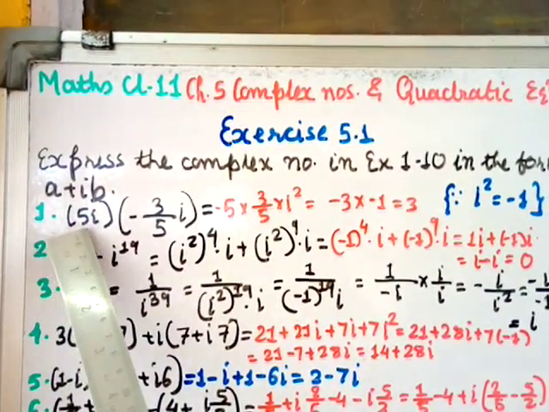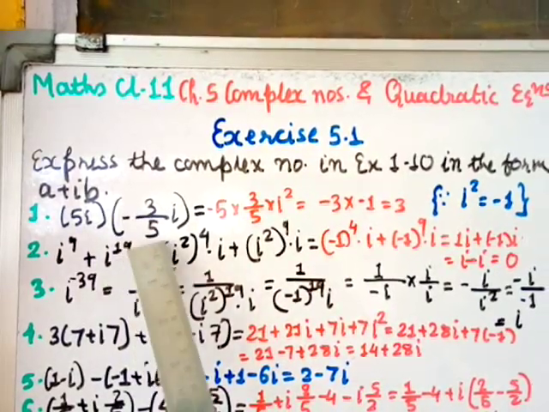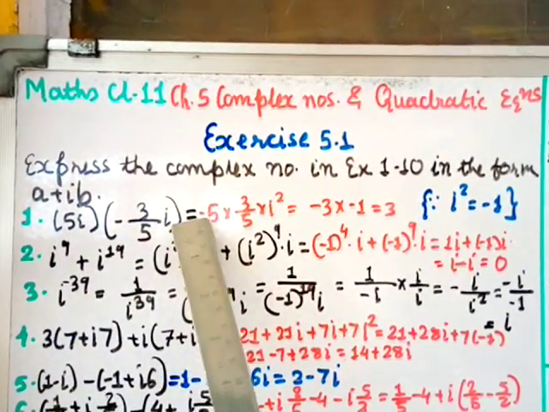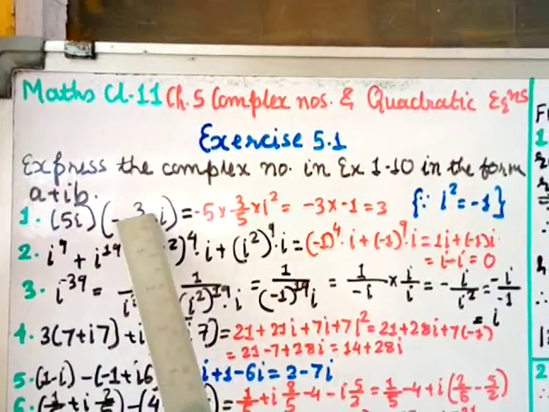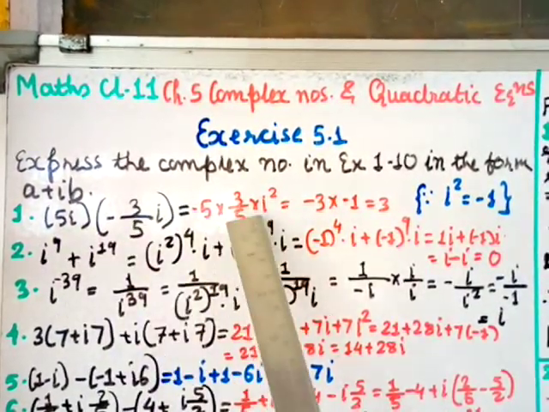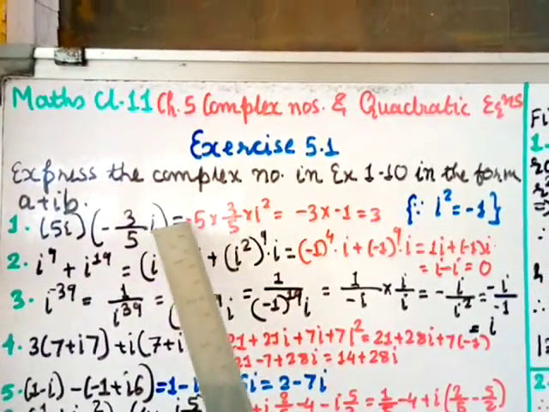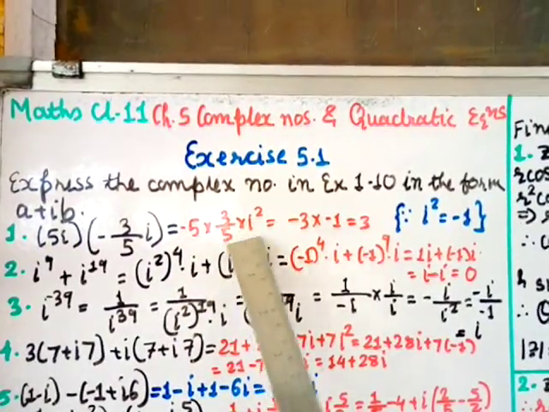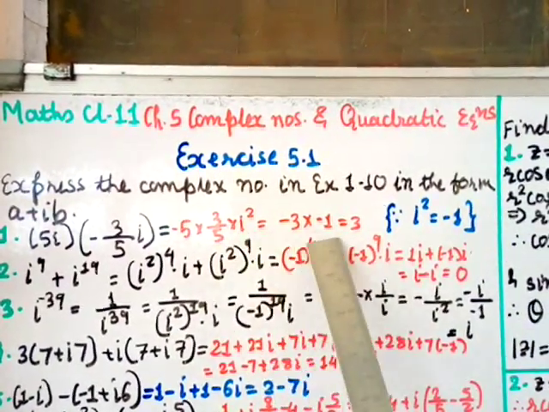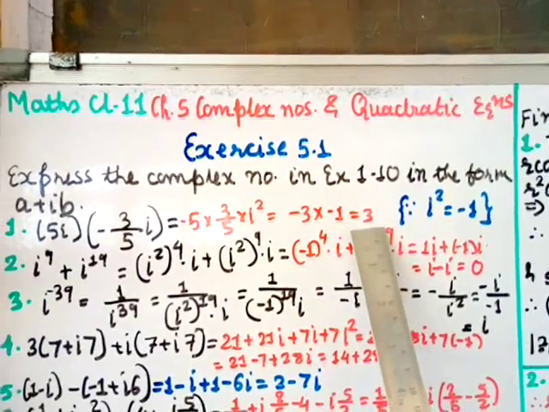Question number 1: 5i into minus 3 by 5i. Here 5 into 3 by 5, into i is i square. Then the 5 gets cut, so you get minus 3 here, and i square value is minus 1. So put i square equal to minus 1, minus into minus 1 is plus 3.